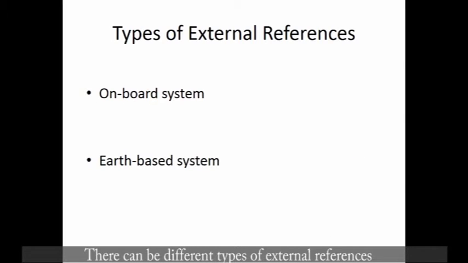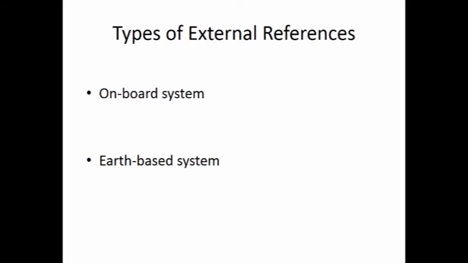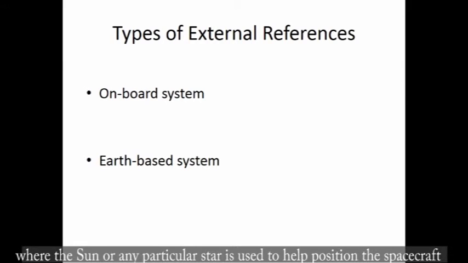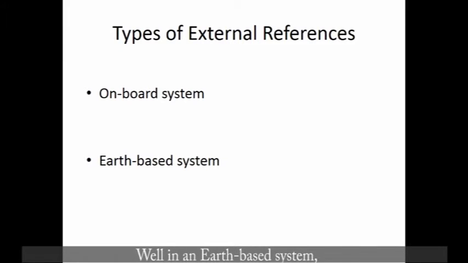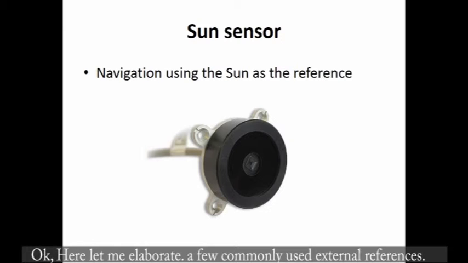There can be different types of external references according to how external data is collected. Firstly, external data can be obtained in an onboard system, where the sun or any other particular star is used to help position the spacecraft. While in an Earth-based system, data is collected from radar or optical tracking or even a global positioning system. Okay, here let me elaborate a few more commonly used external references.